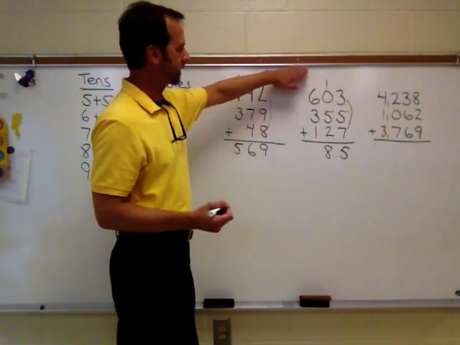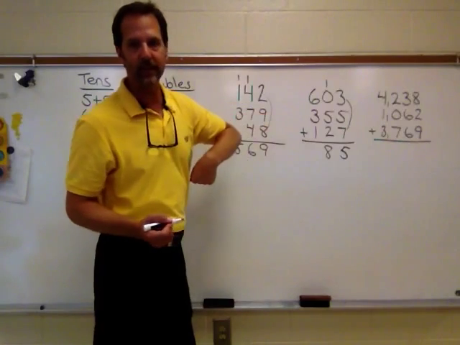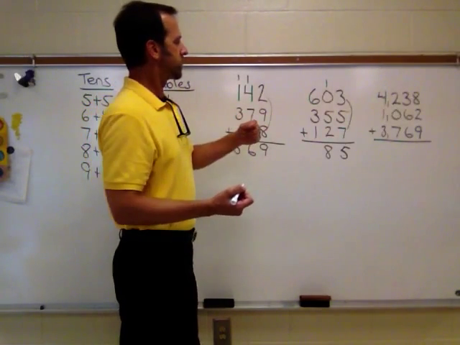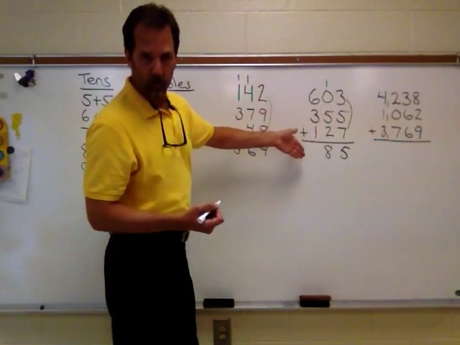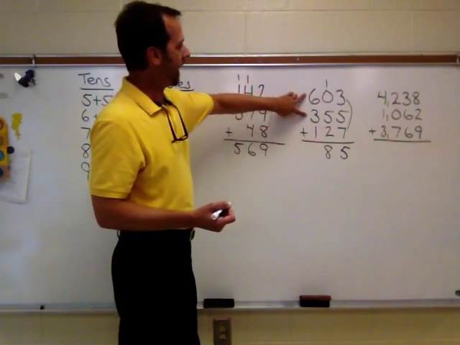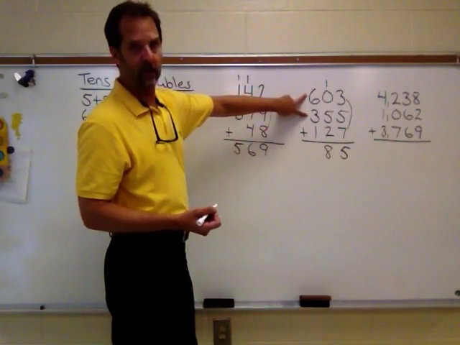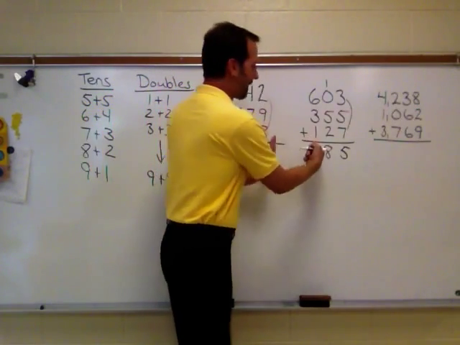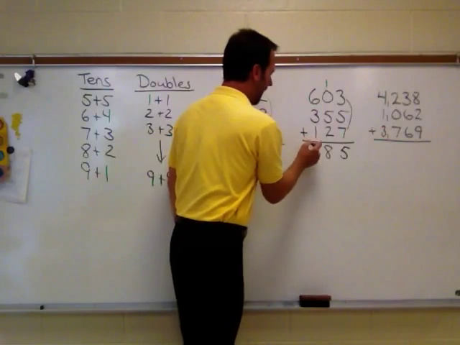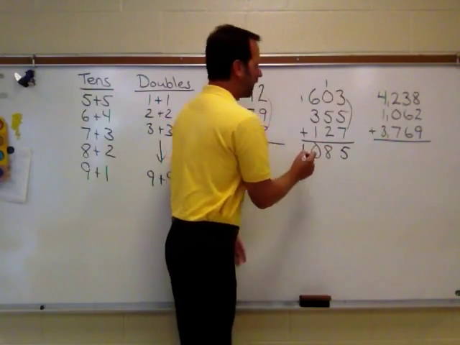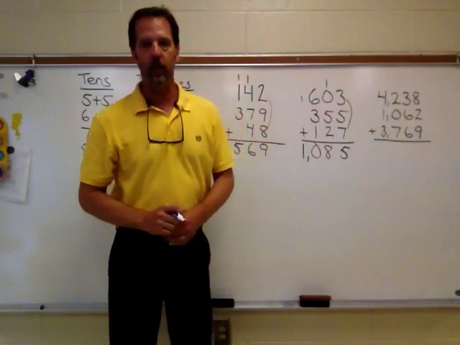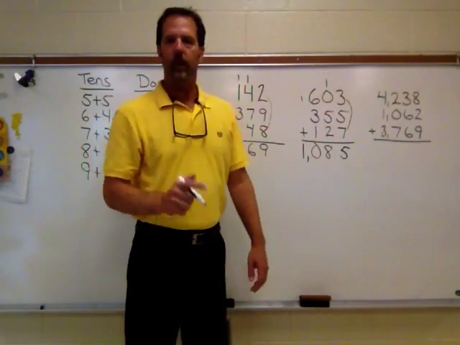In the hundreds place, anything here that gives me a 10? No, not right off the start. Any doubles? No. So I'm going to add here 6 and 3, that's 9. Now 9 and 1, hey, there's a 10. So since I'm at the end, normally you would carry it over, put the 0, carry the 1. You can simply put the 10 down at the end. 1,085 is your answer.